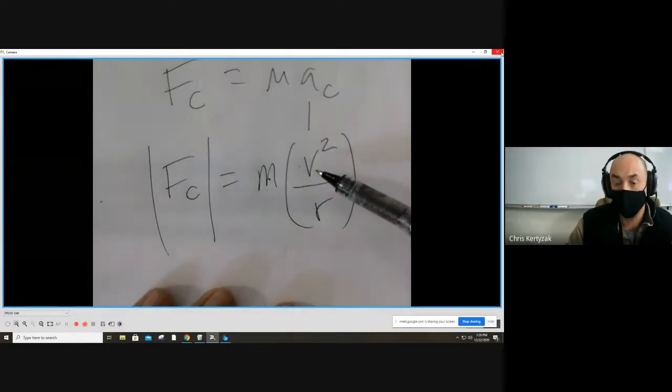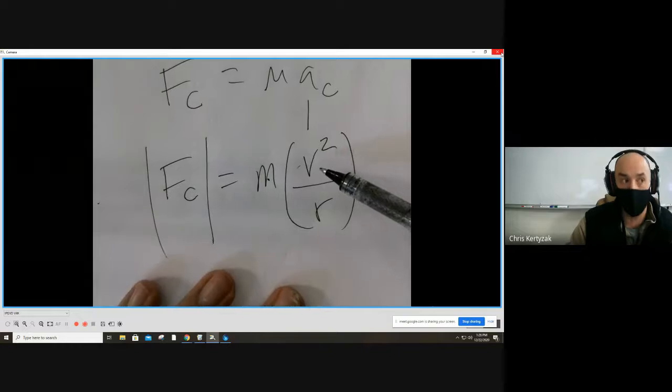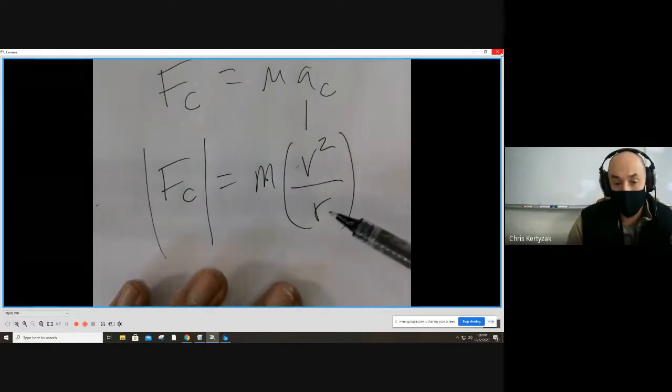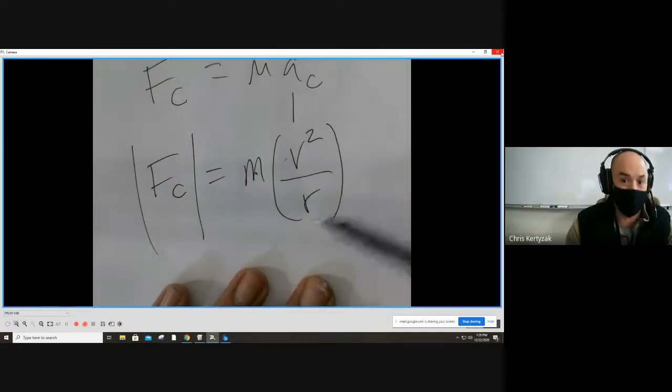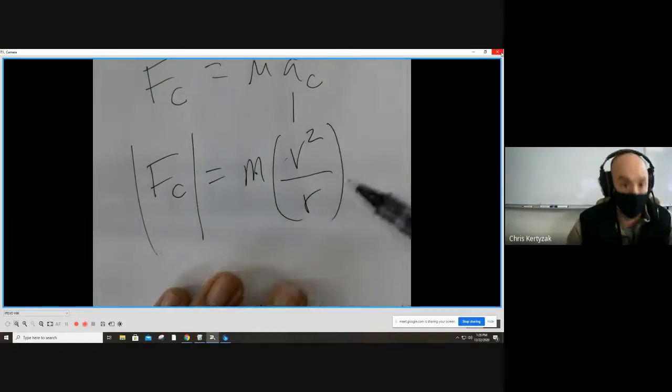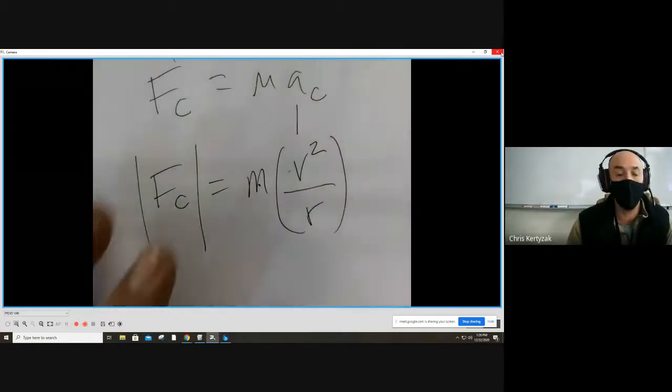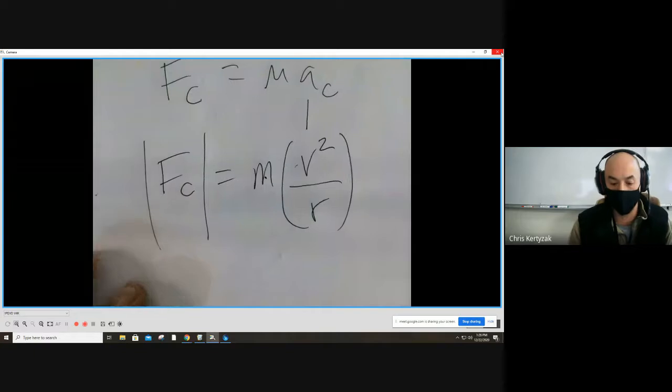What is the speed? If it's moving faster, then it's going to require more inward force to keep it in that circle. What's the tightness or wideness of that circle? If it's a tight little circular path and r is tiny, it's still going to require even more force to keep it changing its direction so quickly. That amount of force depends on all three of those quantities.